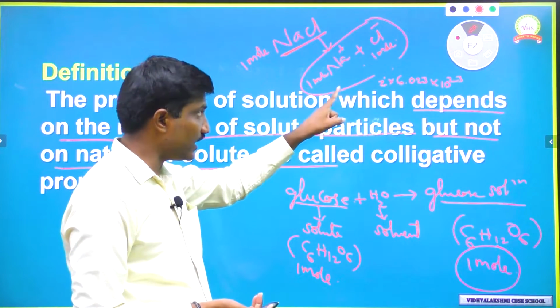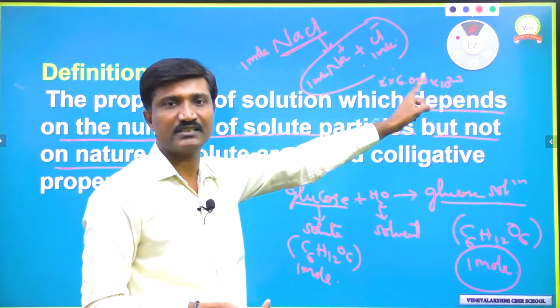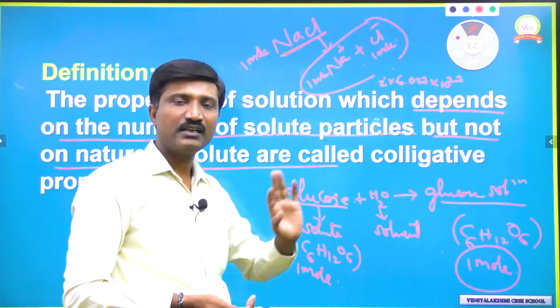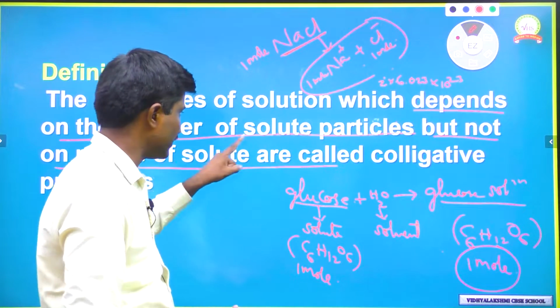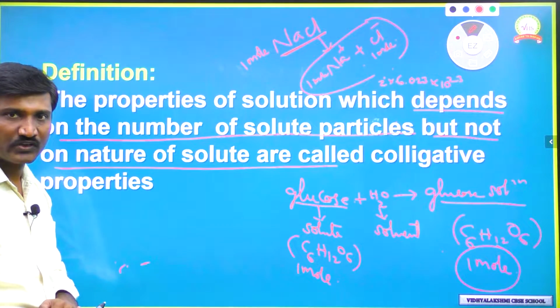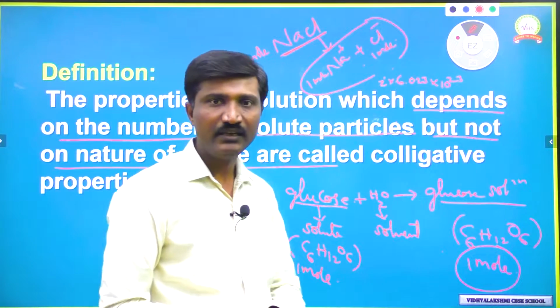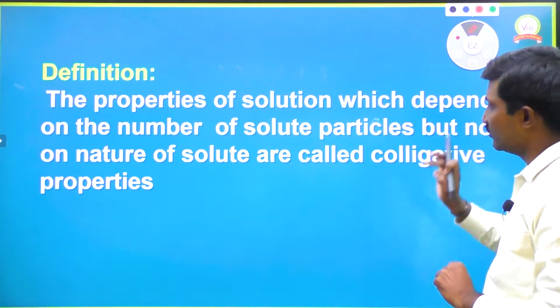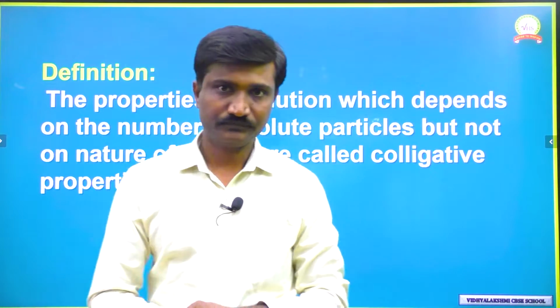It depends only on the number of particles, meaning the number of ions or molecules coming after dissolving in solvent. Those properties we are calling colligative properties. Okay, clear? Right, now let us see how many of those colligative properties are there.